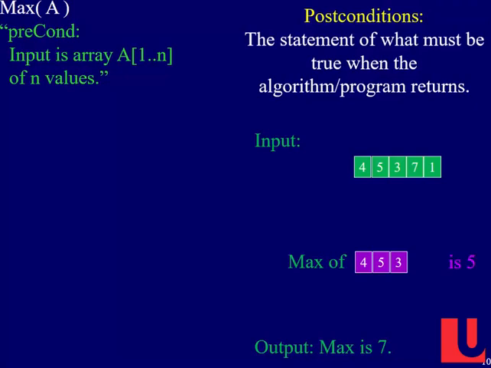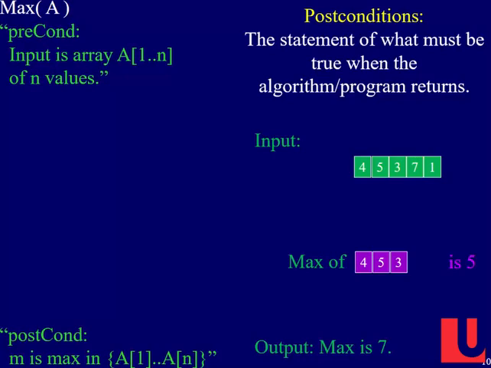The postcondition is the statement that's true when the program returns. And it's somewhat linked to the precondition. In this case, what's our postcondition? Somewhere we're going to get it. The postcondition is, of the input that we have, M is the maximum.